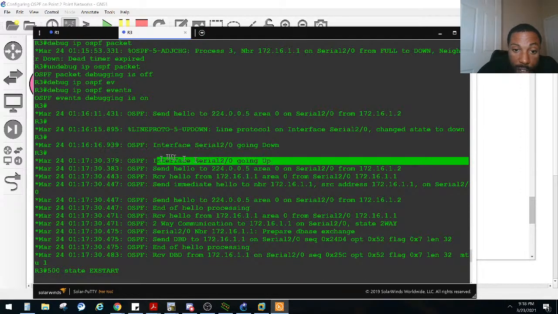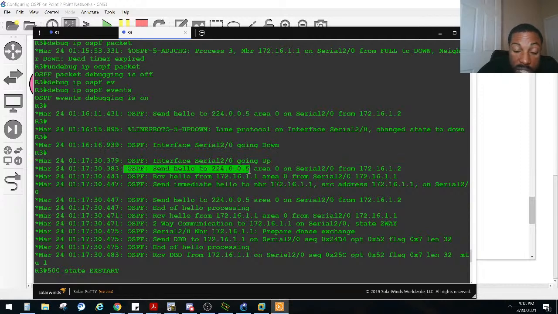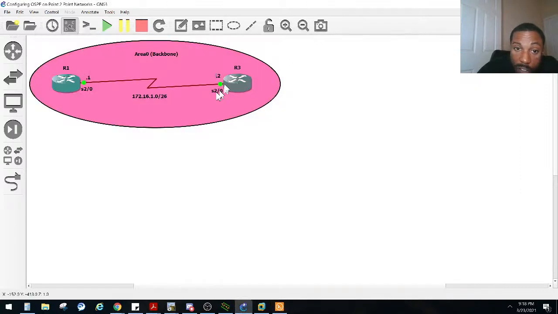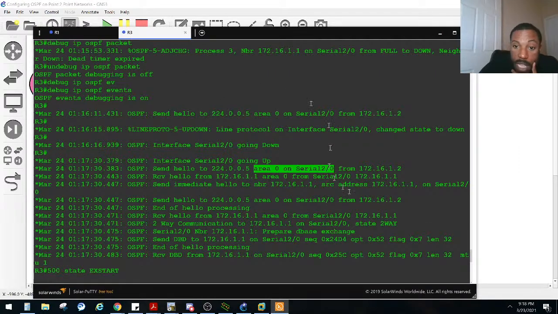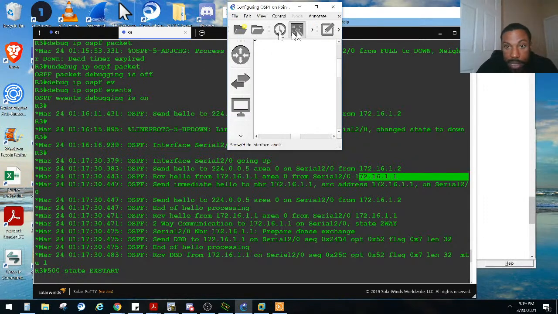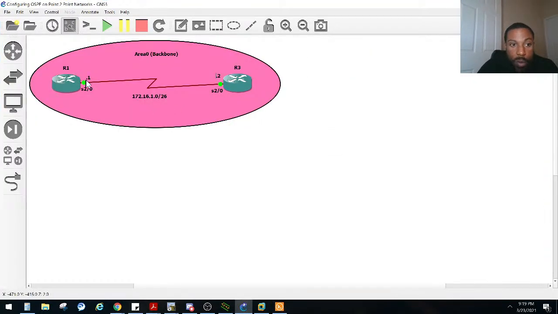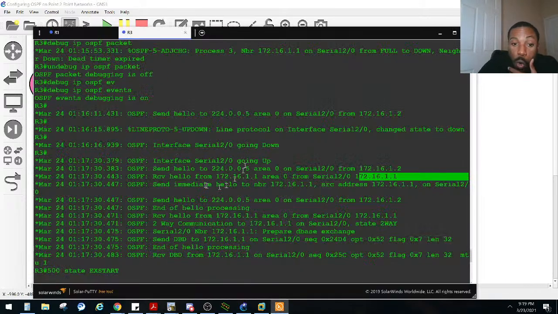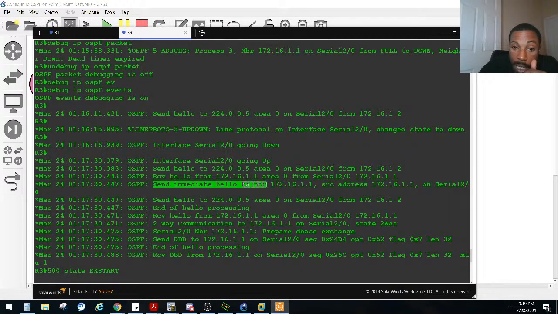So we brought the interface back up, right? Then we sent the hello to the multicast address, right? That's the OSPF multicast address. Area 0 on that interface. That's the only interface we have on there, right? From 172.16.1.2. That's our local interface, right? Then we received a hello on our local interface. Who did we receive it from? 1.1. Who is that? That's this guy right here, 1.1. That's who we received the hello from, that old guy down the block. We sent another immediate hello to that guy. That's our source address. And then the end of hello processing.